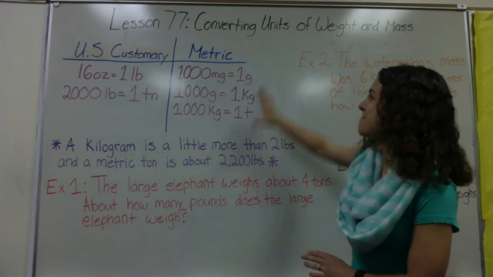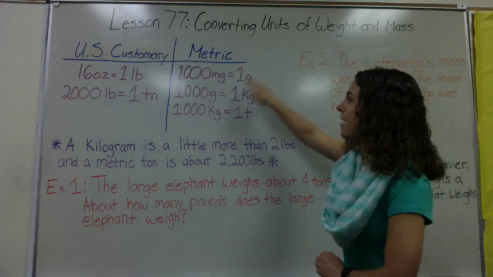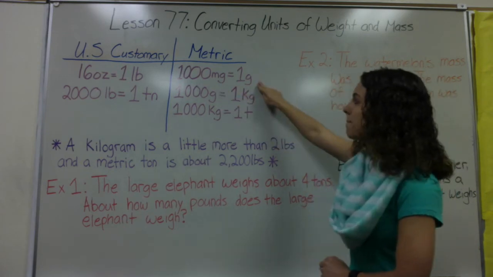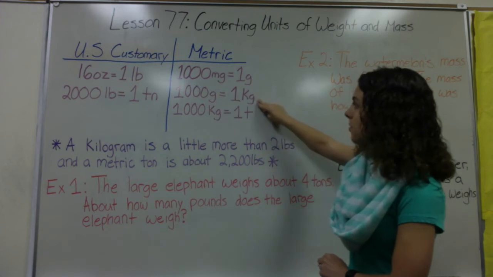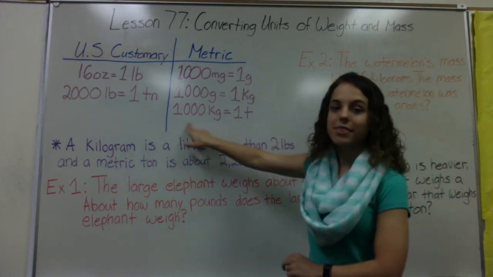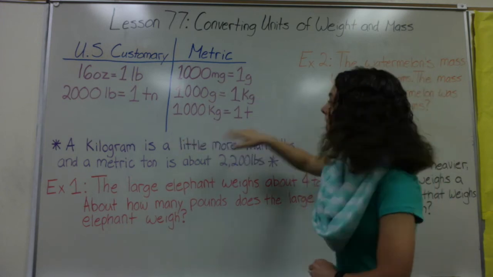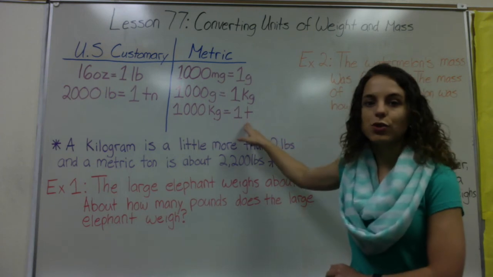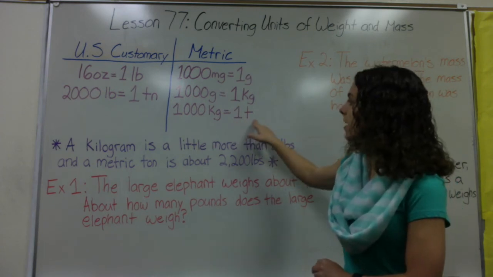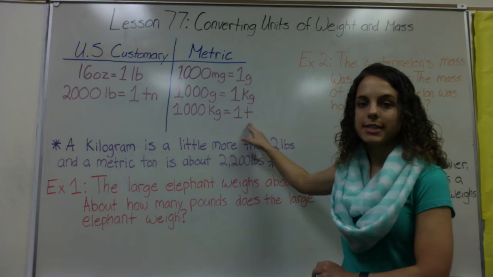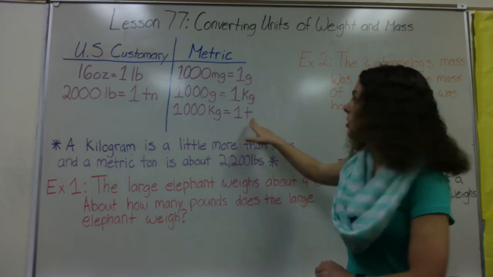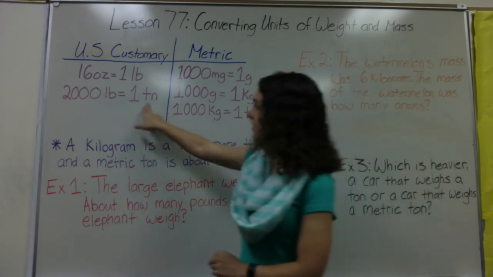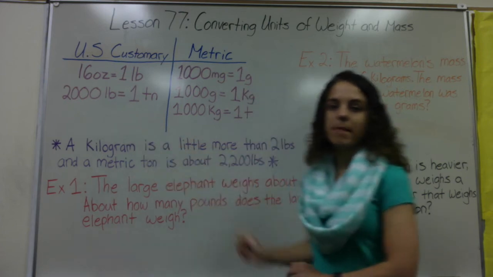And then we have our metric system. We have 1,000 milligrams equals 1 gram. We have 1,000 grams equals 1 kilogram. And then we have 1,000 kilograms equals 1 ton. So notice we have 1 ton, abbreviated with a T because this is the metric system. So this ton and this ton are actually different measurements.